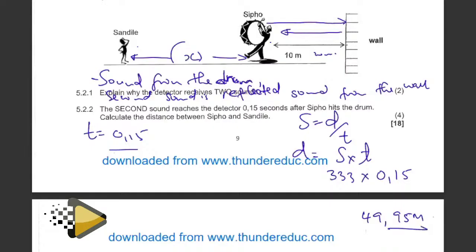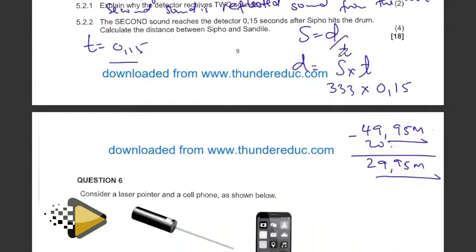Okay. So if it is 49.95, and remember we say the sound moved from the drum to the wall, and then from the wall to that point, so I need to subtract this distance first. So that is minus 20. Which means I have 29.95 meters. So that must be the distance between Sandile and Sipho. Okay, so that is how I would have calculated 5.2.